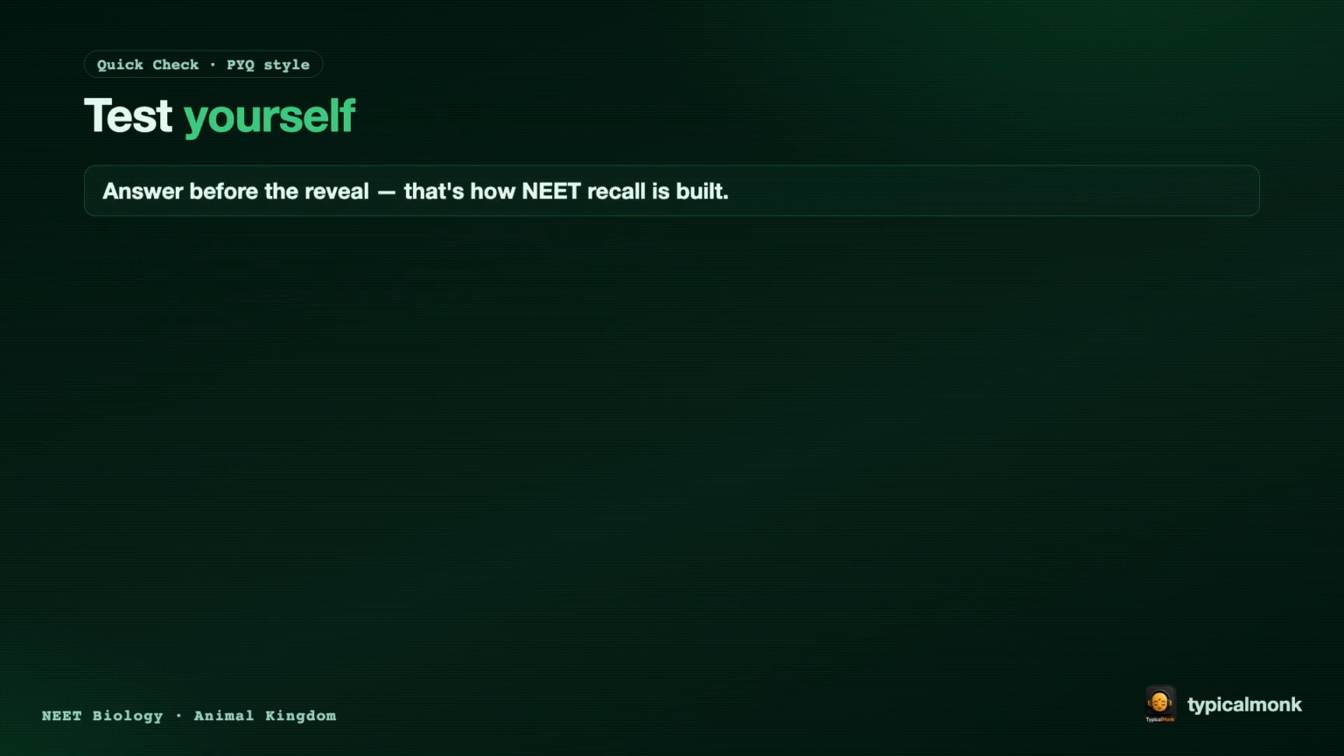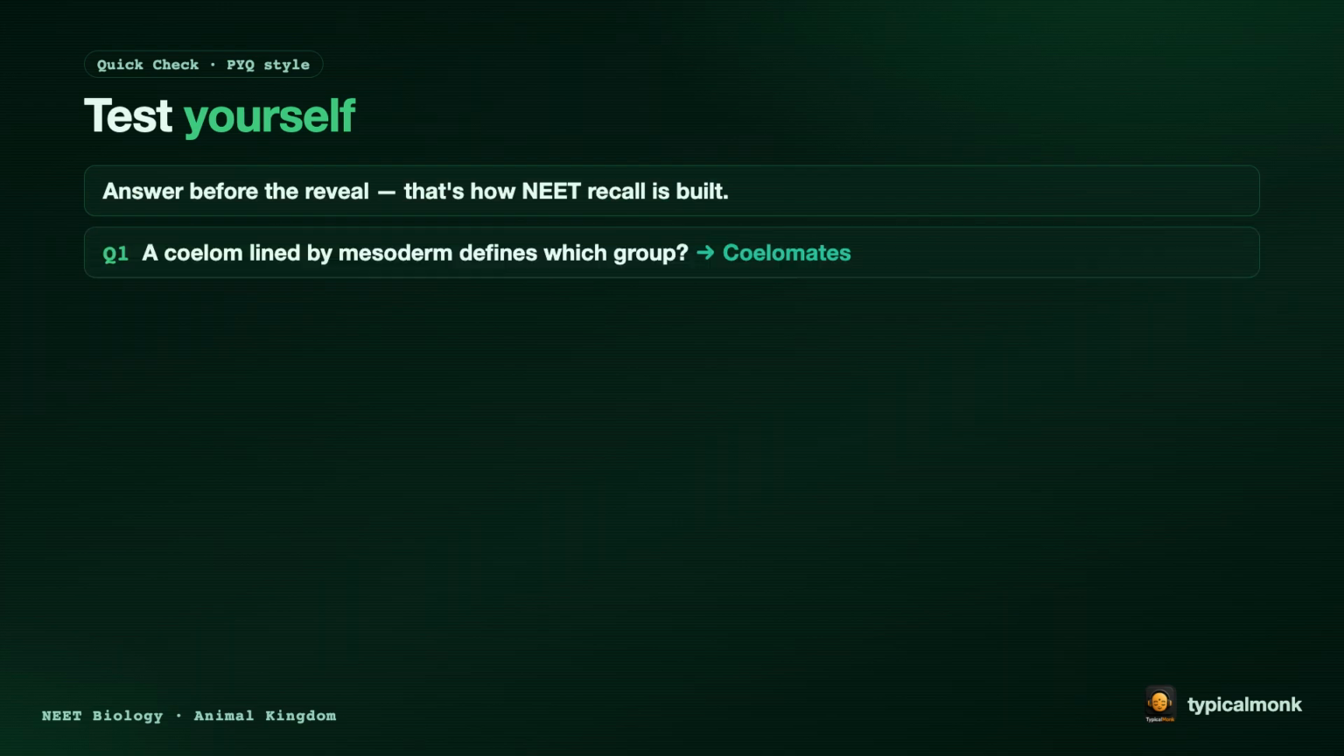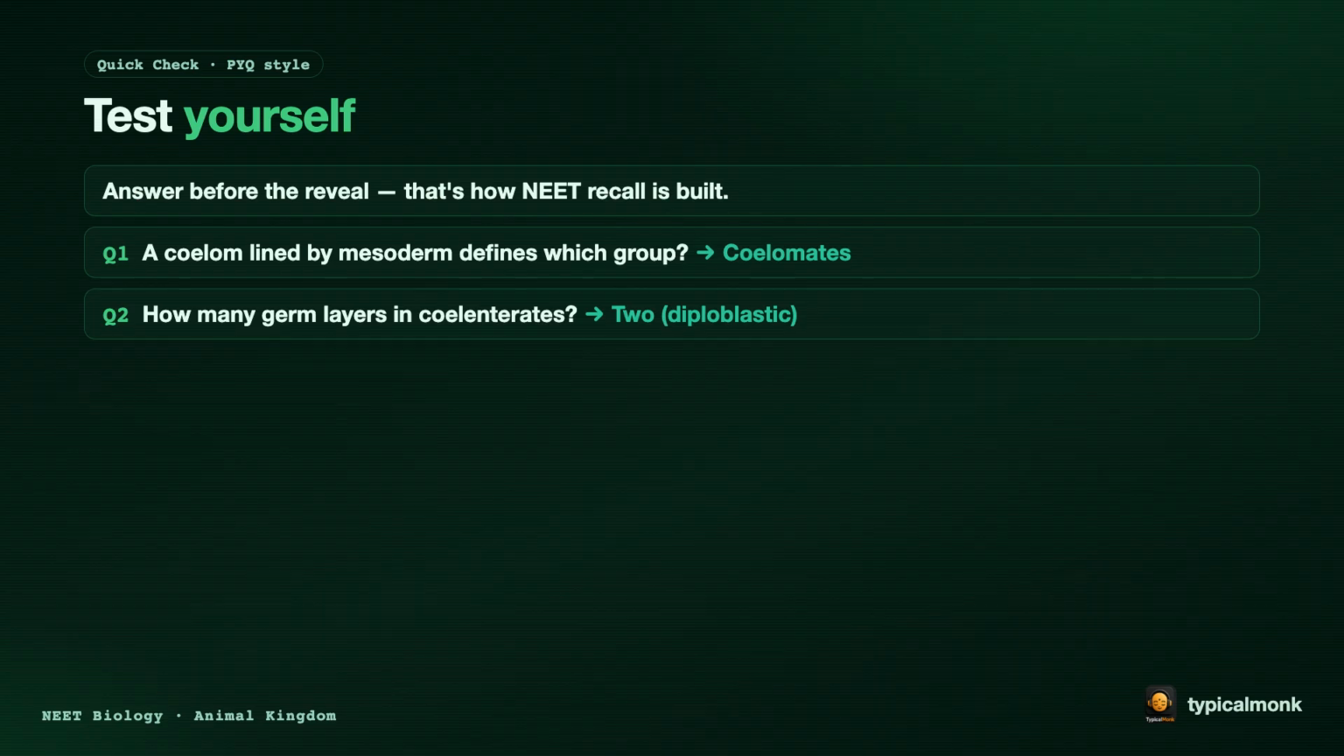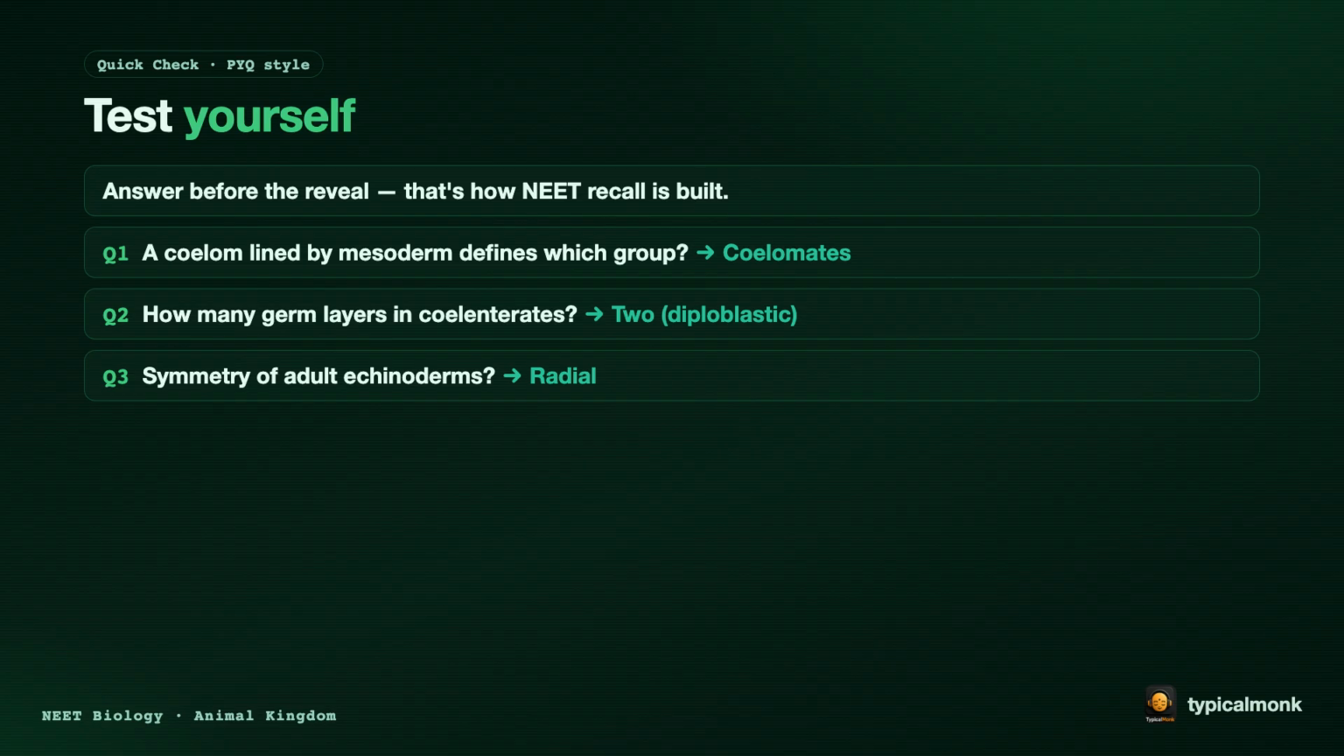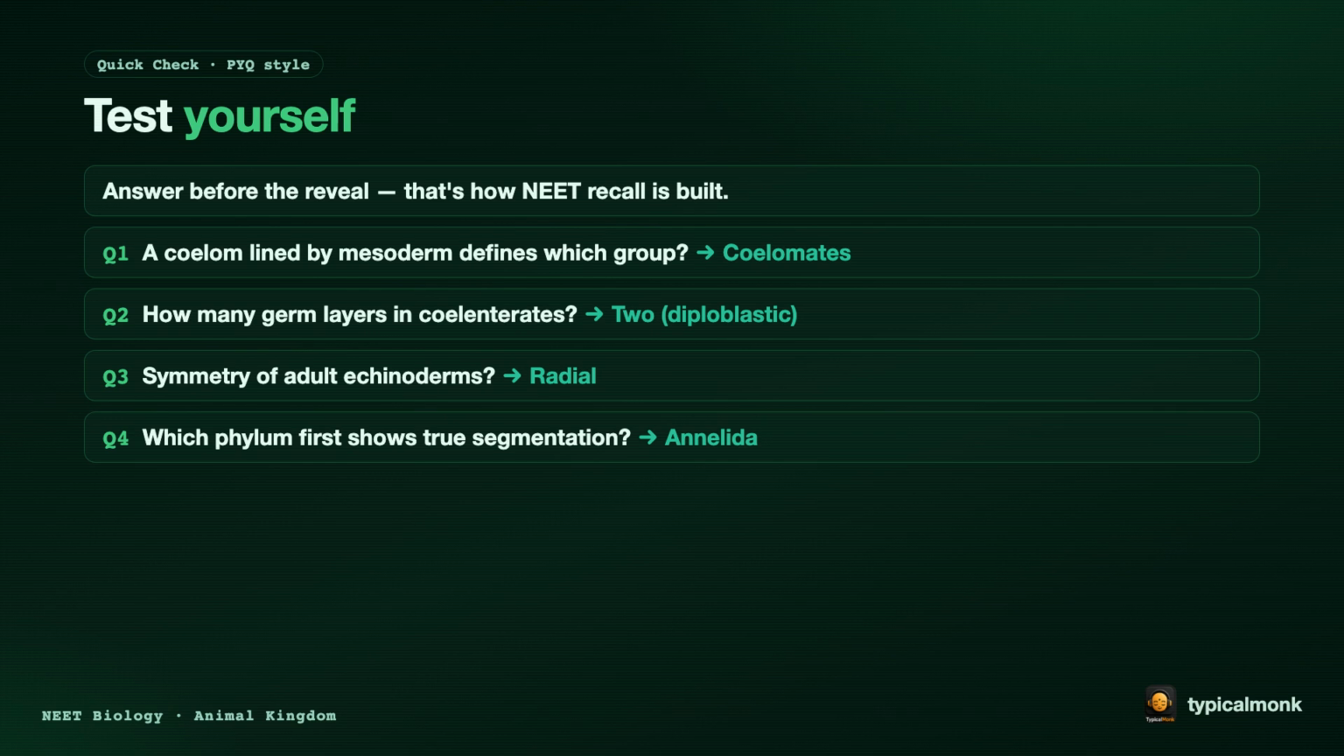Now test yourself. Answer each one before it appears on screen. Answer first. That is how you build strong NEET recall. Question 1. A coelom lined by mesoderm defines which group? Answer: coelomates. Question 2. How many germ layers in coelenterates? 2. That is diploblastic. Question 3. The symmetry of adult echinoderms? Radial. Question 4. Which phylum first shows true segmentation? Annelida.